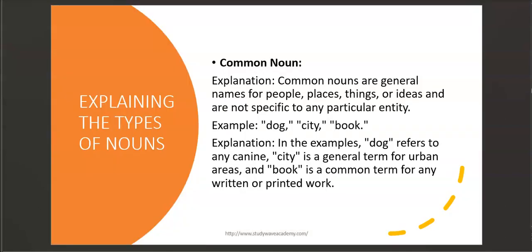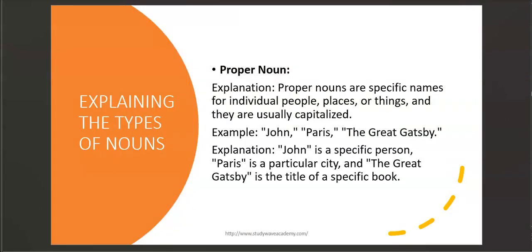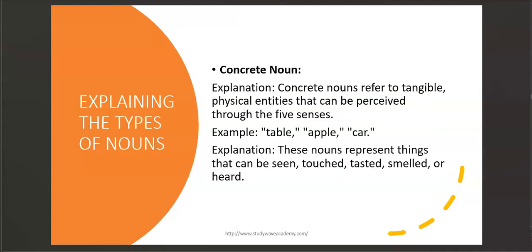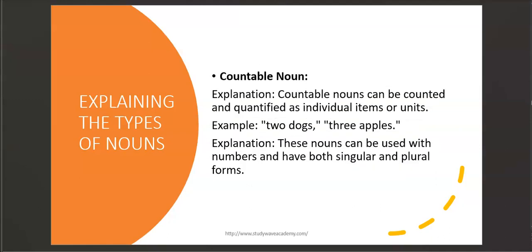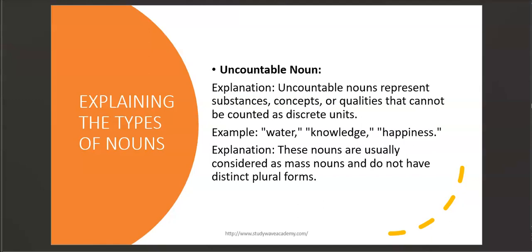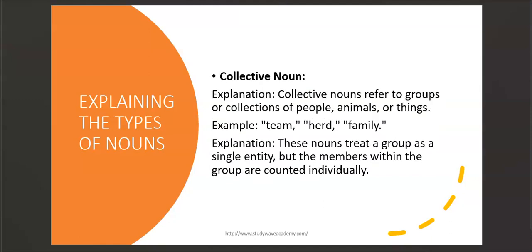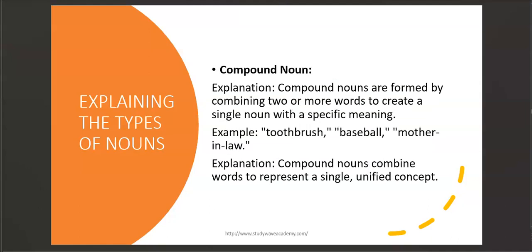We've talked about common nouns and what they are. We've talked about the proper nouns and what they are. We've talked about the concrete nouns too. We've looked at the abstract nouns and what they present. We've looked at the countable nouns and what they are. We looked at the uncountable nouns too. We talked about the collective nouns. We later came to look at the compound nouns and what they really are.